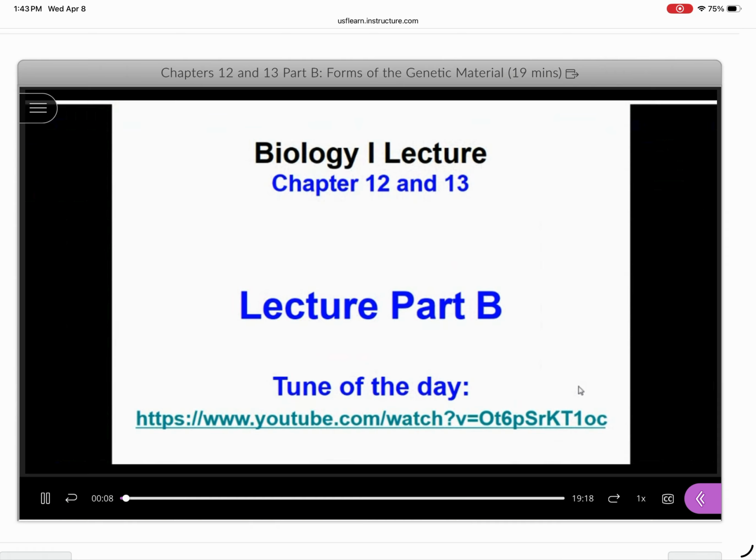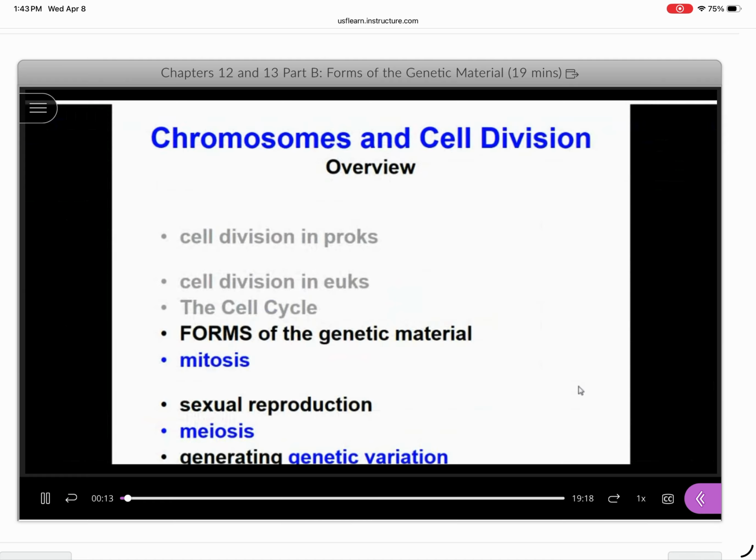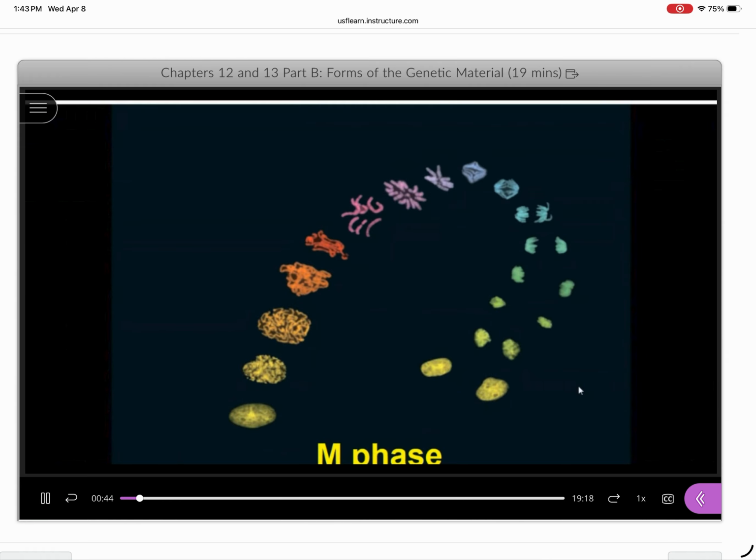Okay, this is the second part of today's lecture. Let's go ahead and continue and talk about the various forms of the genetic material. So this is a fluorescent micrograph, or series of micrographs, basically photographs taken with a microscope, in which something has been stained in the cell. What has been stained? So you're just looking at the DNA.